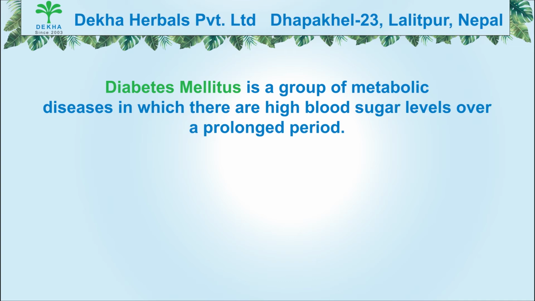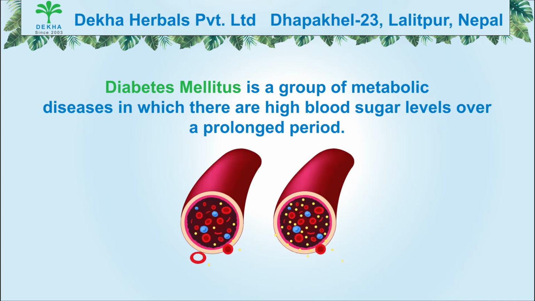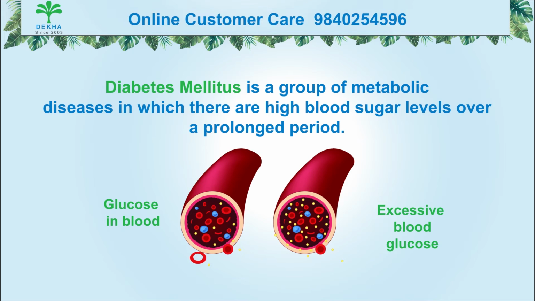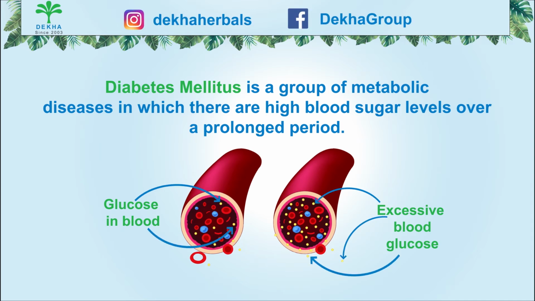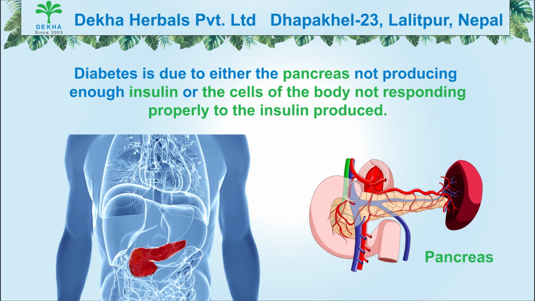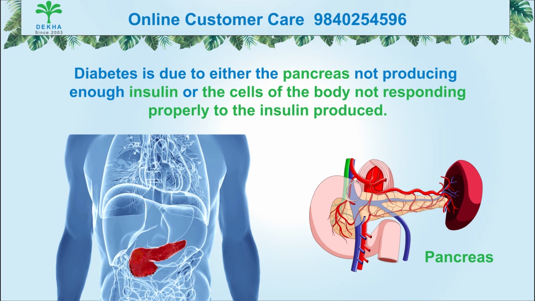Diabetes mellitus is a group of metabolic diseases in which there are high blood sugar levels over a prolonged period. Diabetes is due to either the pancreas not producing enough insulin or the cells of the body not responding properly to the insulin produced.